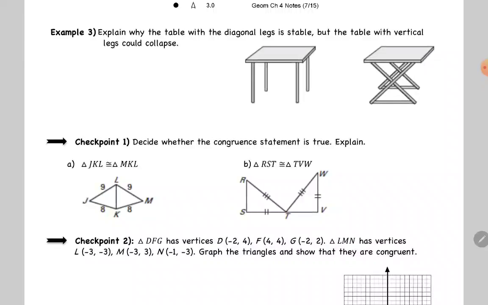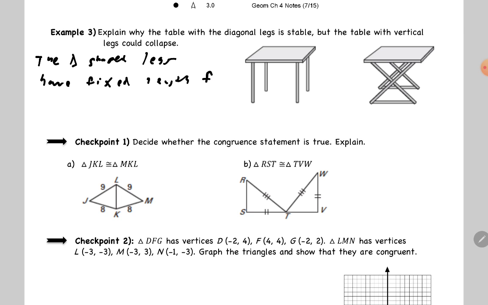Okay, example 3. Explain why the table with the diagonal legs is stable, but the table with vertical legs could collapse. So, in construction, we figured out that triangles are very stable. So, the triangle shape legs have fixed length form.